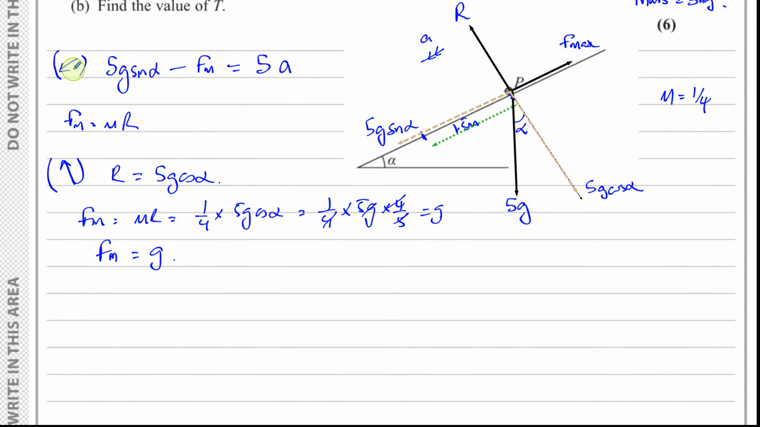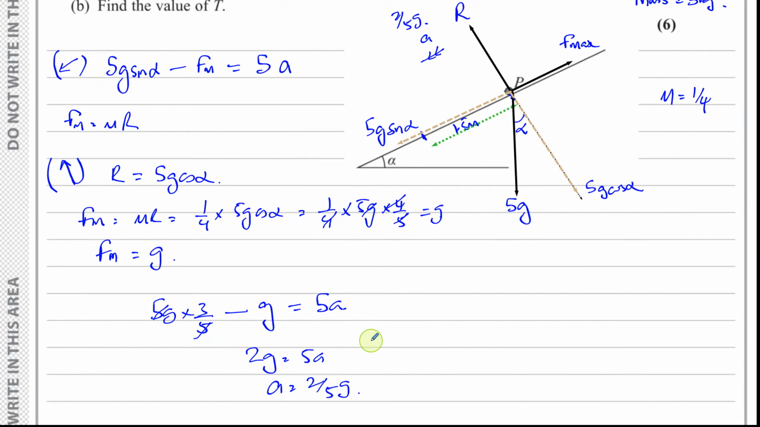So you're going to have 5g times 3/5 minus F max, which is g, is equal to 5a. So that cancels with that. So you got 3g minus 2g, which is 2g, equals 5a. So a is equal to 2/5 of g. Okay, that is the acceleration going down the plane. 2/5 of g. I'll leave it in that form for now.